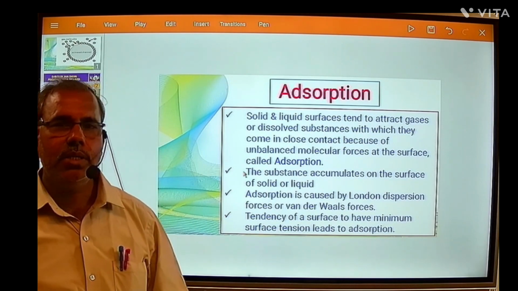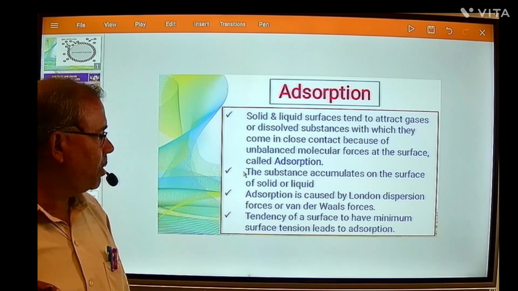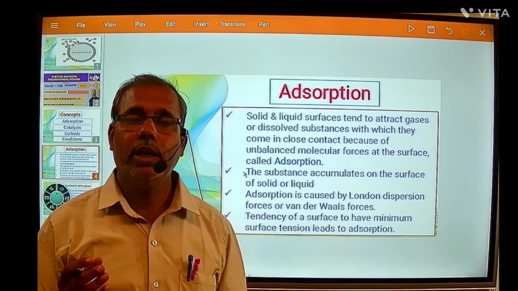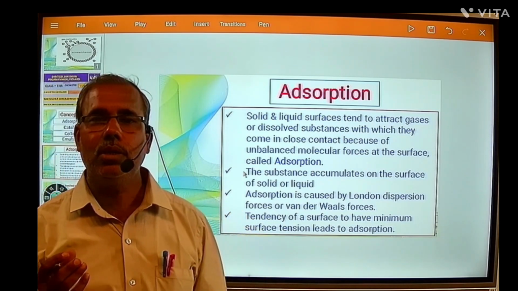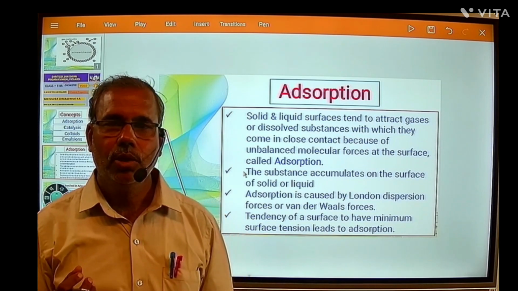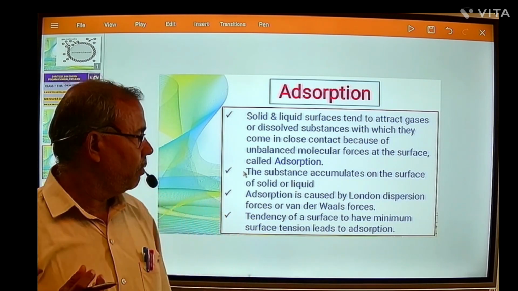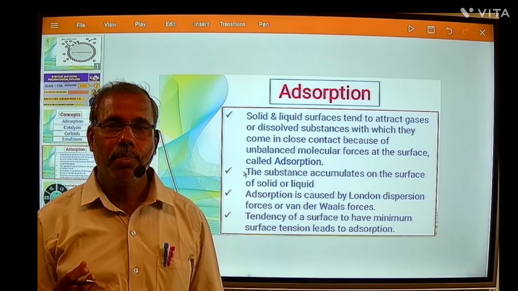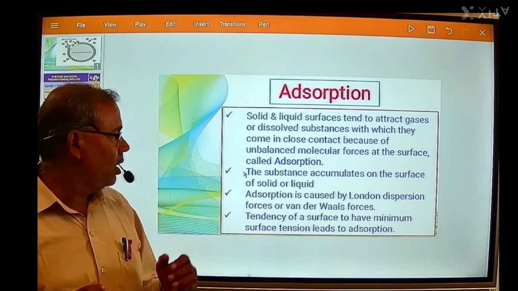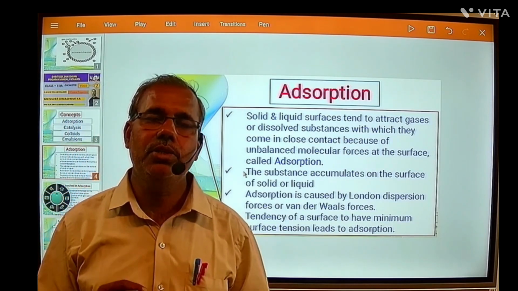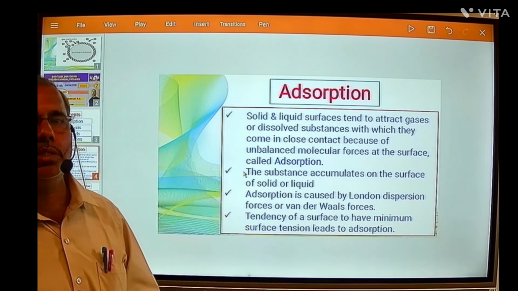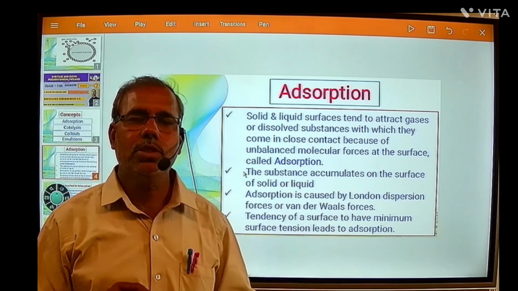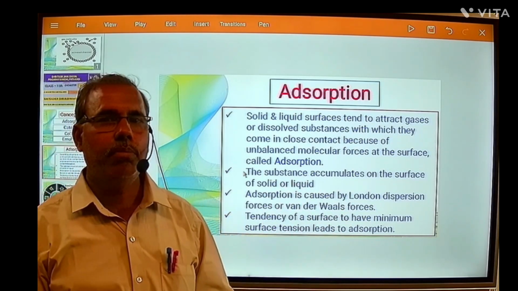The tendency of a surface to have minimum surface tension leads to adsorption. Now I told you that the forces at the surface are unbalanced forces. Due to these unbalanced forces, the surface tension increases. But to minimize surface tension, these substances have a tendency to accumulate the other substances or molecules on their surfaces, and this is responsible for causing adsorption.